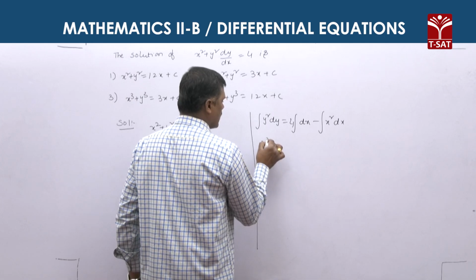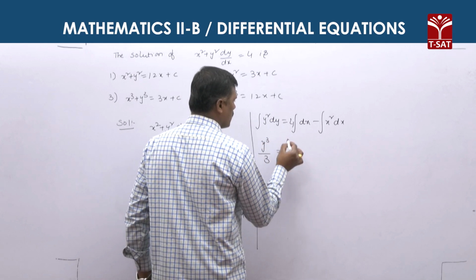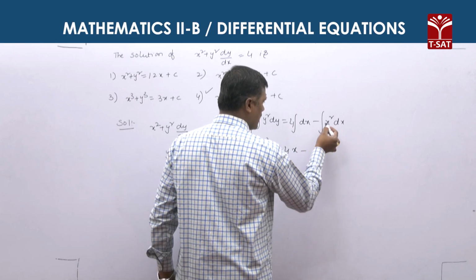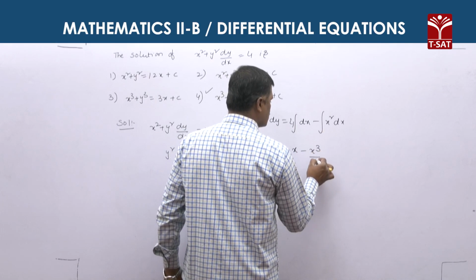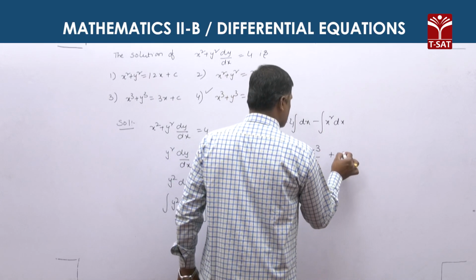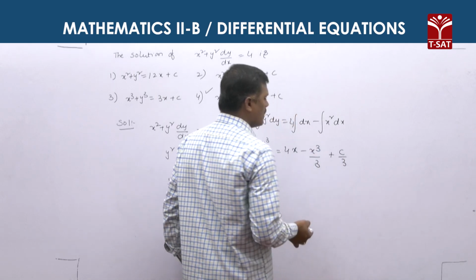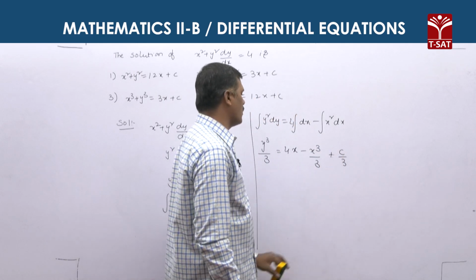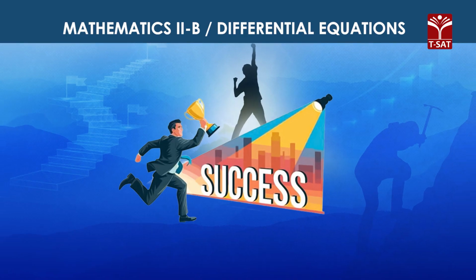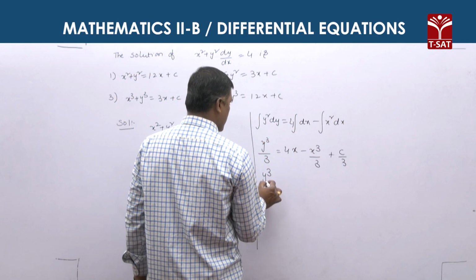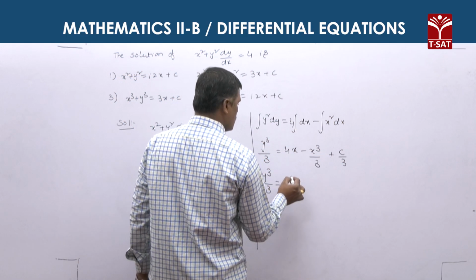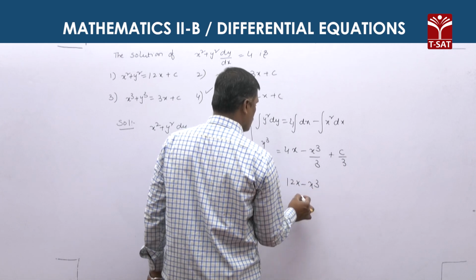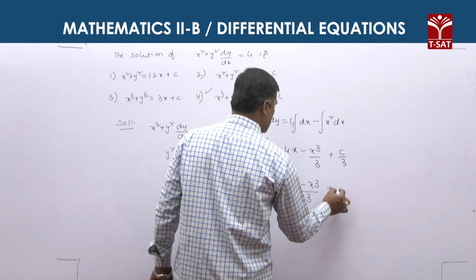Now y square integration is y cube by 3, is equal to 4 into integral dx is x, minus x square integration is x cube by 3, plus c by 3. Integral constant, you can take it as c by 3. It is a total constant. Here y cube by 3 is equal to 12x minus x cube by 3 plus c by 3.